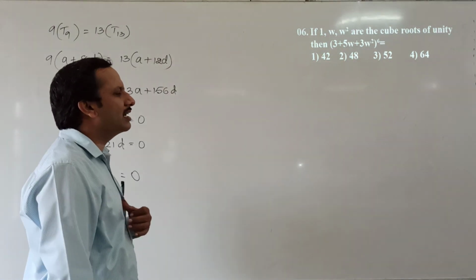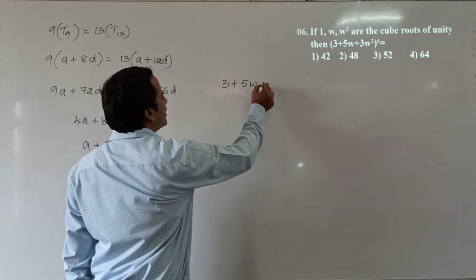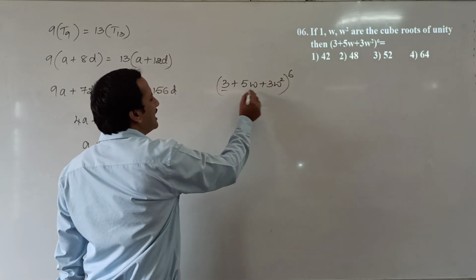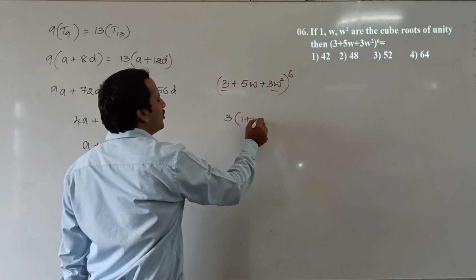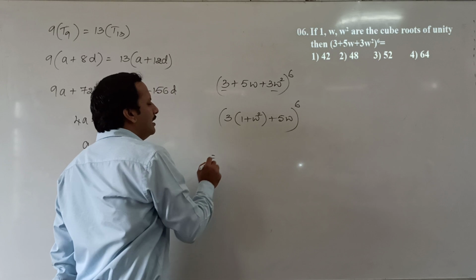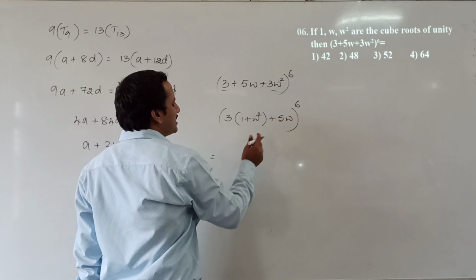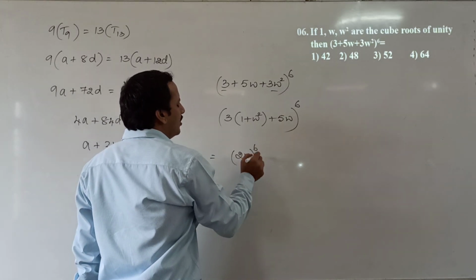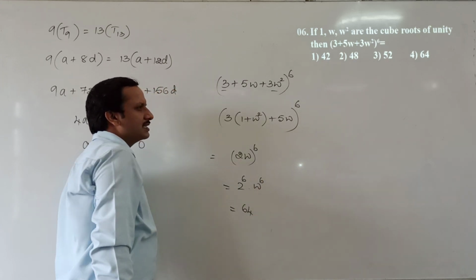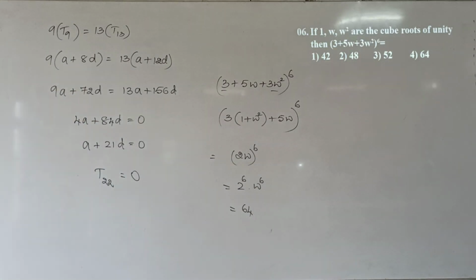Look at question 6 now. If 1, omega and omega square are the cube roots of unity, then 3 plus 5 omega plus 3 omega square whole power 6. I'll take 3 as a common factor between these two. 3 into 1 plus omega square plus 5 omega whole power 6. 1 plus omega square is minus omega. So you get minus 3 omega plus 5 omega, that will give you 2 omega. Whole power 6, that means 2 power 6 into omega power 6. 2 power 6 is 64 and omega power 6 is 1. So the answer is 64.